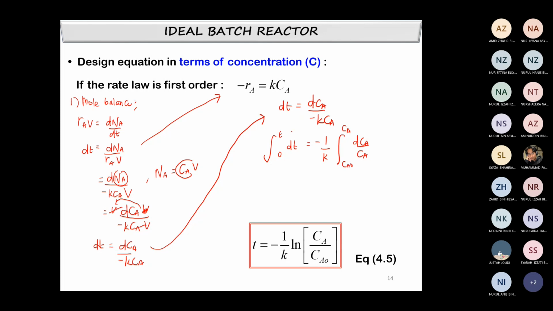Okay, make sure it aligns with the above. So it becomes the integral of 1 over CA dCA. From there you will get t is equal to minus 1 over K and then ln CA minus ln CA0. Okay, so we can simplify it to t equals minus 1 over K times ln CA over CA0. Okay, can you follow up to here?